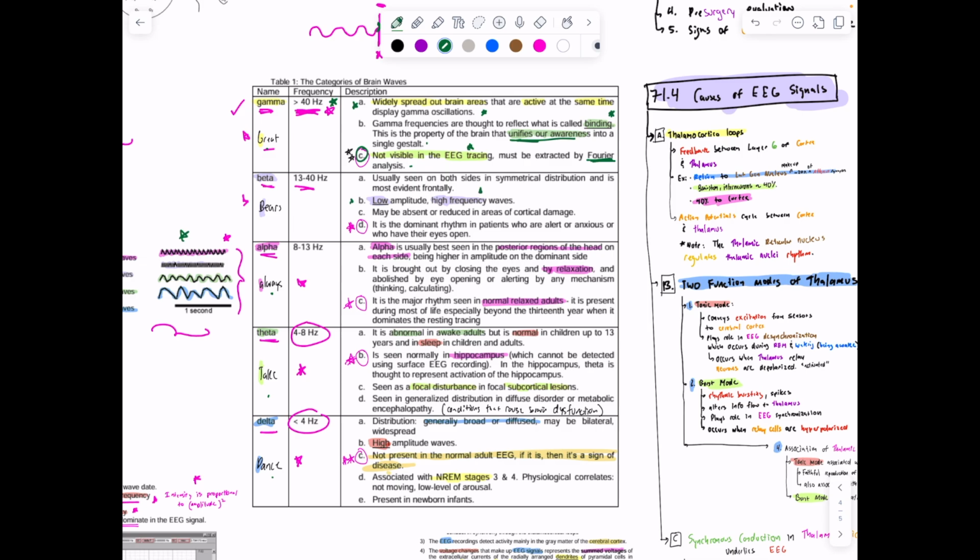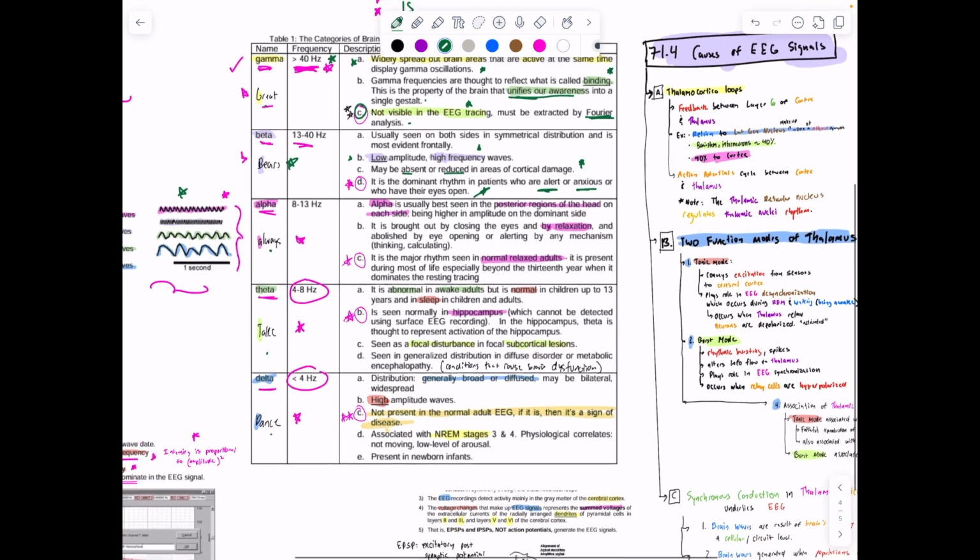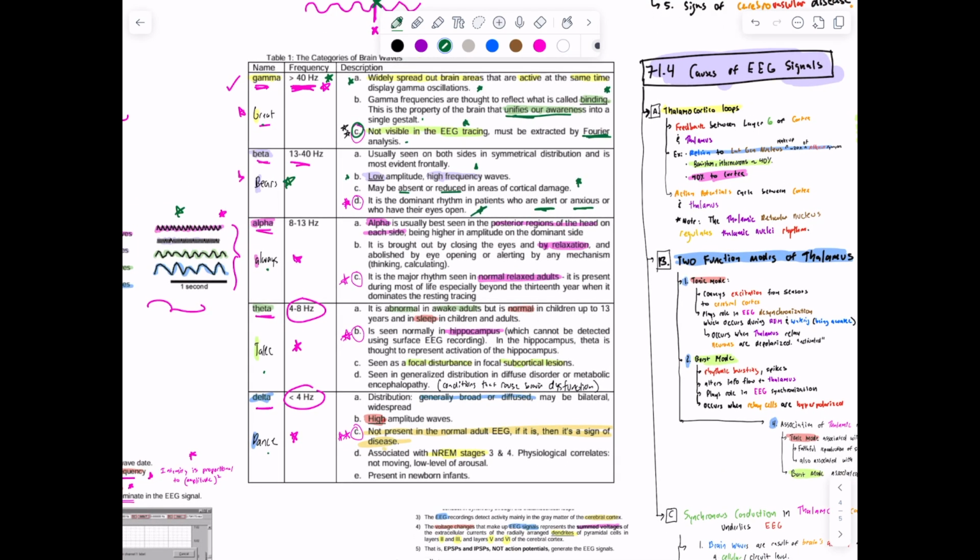these are low amplitude, higher frequency waves. It may be absent or reduced in areas of cortical damage. It is the most dominant rhythm in patients who are alert or anxious or have their eyes open. So beta: bears, alert, anxious, and eyes open. Maybe just like having a bear in front of you, you would certainly be alert or anxious and have your eyes open, I would hope. Or maybe your eyes are closed because you're like, oh no, it's over. No, we don't go that route. So beta waves are the dominant rhythm in patients who are alert, anxious, or have their eyes open.